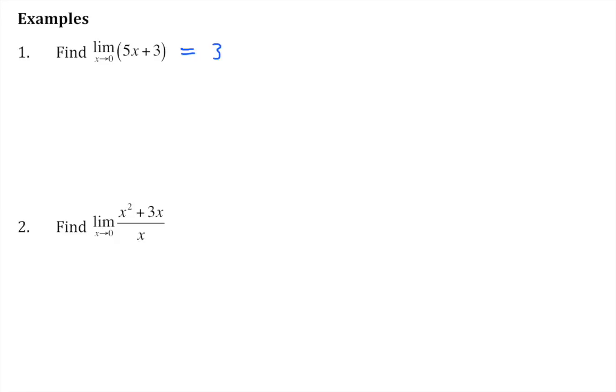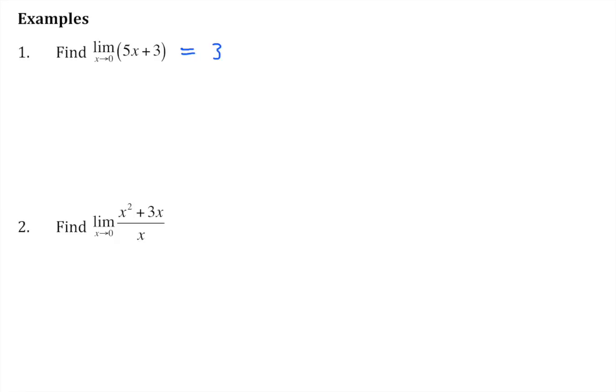Let's go to question 2 and see if the same thing works. The limit as x approaches 0 of x squared plus 3x over x. So if I let x be 0, I get 0 squared plus 3 lots of 0 is 0 over 0. Now that's a problem because you can't have 0 on the bottom of a fraction. That doesn't make sense, which means this method doesn't work. I have to come up with a whole new approach for this question.